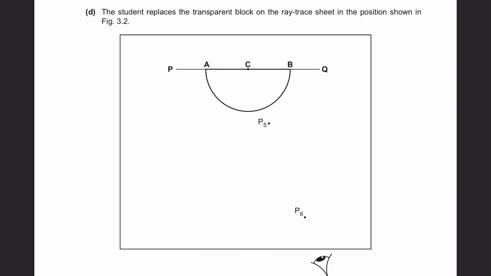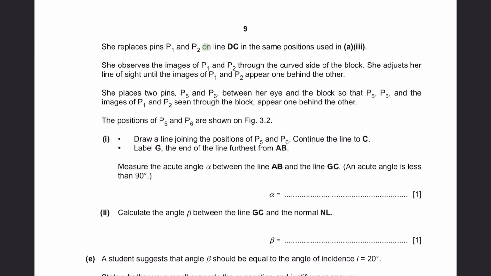Question D. The student replaces the transparent block on the ray trace sheet in the position shown in figure 3.2. She places P1 and P2 on line DC in the same position used in question A part 3. She observes the images of P1 and P2 through the curved side of the block. She adjusts her line of sight until the images of P1, P2 appear one behind the other. She places two pins P5 and P6 between her eye and the block so that P5, P6 and the images of P1, P2 seen through the block appear one behind the other. The positions of P5 and P6 are shown in figure 3.2.